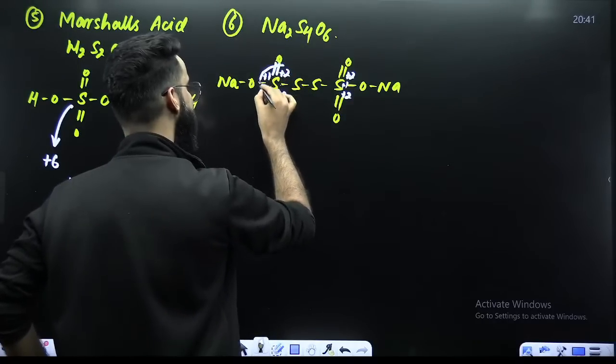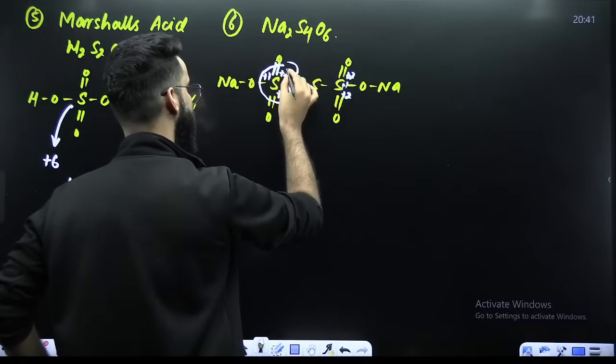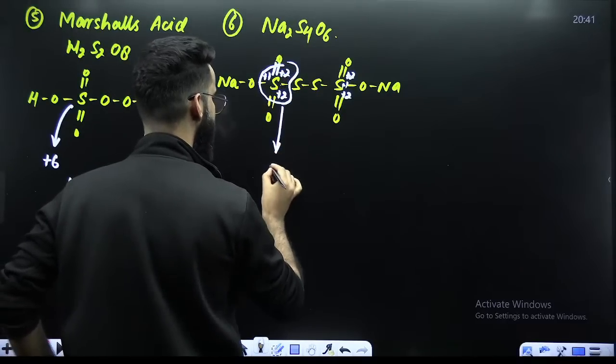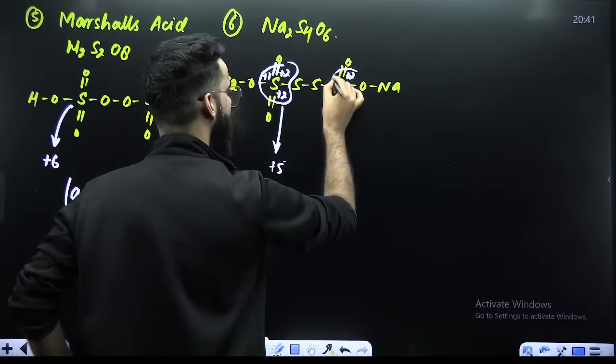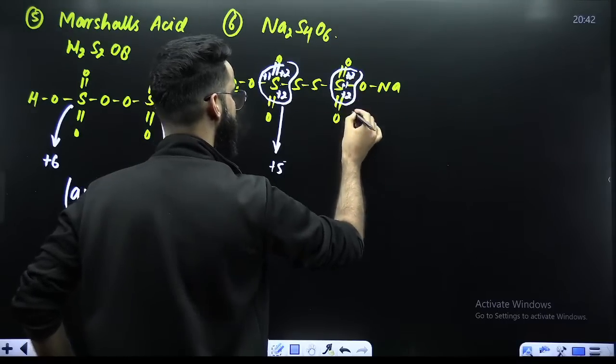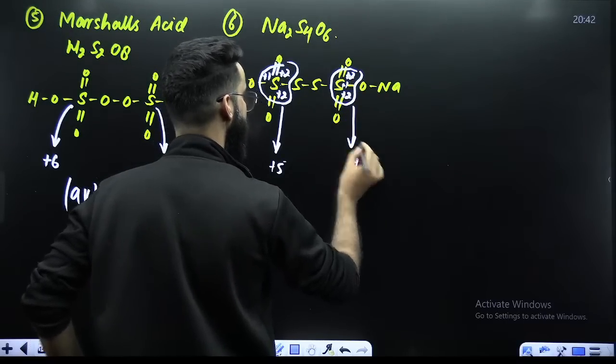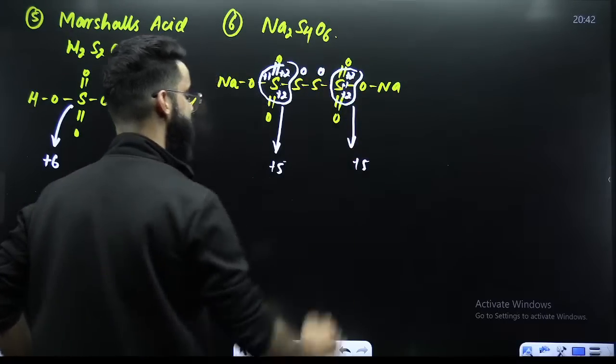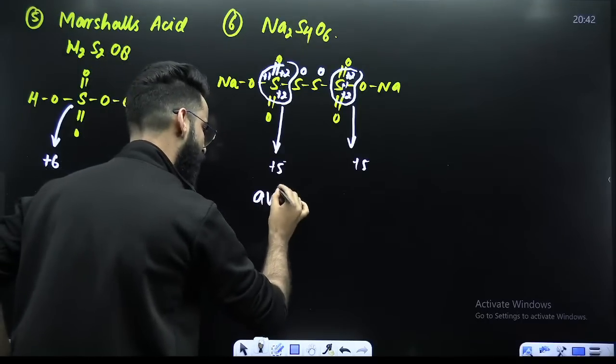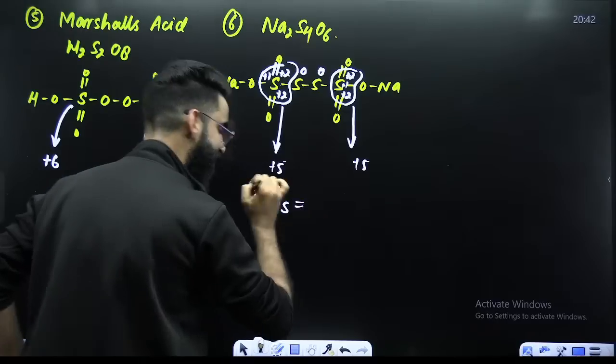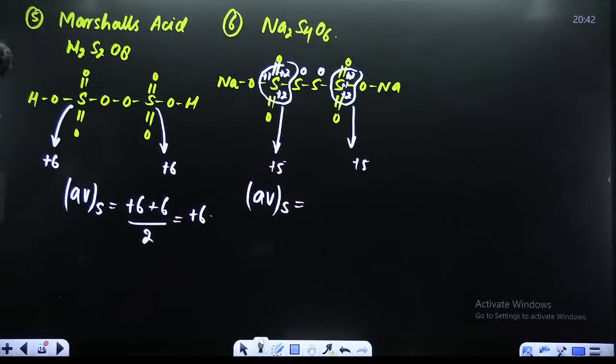Now look at this particular sulfur. What is the total charge on this sulfur? +2, +4, +5. So +5 is the oxidation state of this sulfur. What is the oxidation state of this particular sulfur? +2, +4, +5. This is +5. The charge on this sulfur is 0. The charge on this sulfur is 0. If I ask you what is the average oxidation state of sulfur in case of Na2S4O6, you should be in a position to get that.